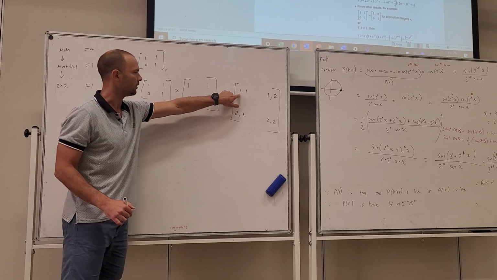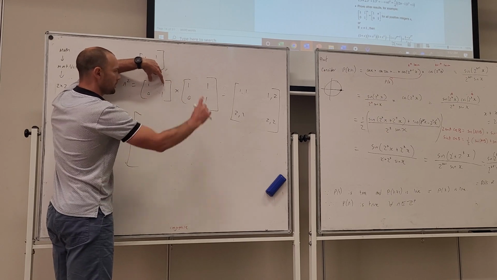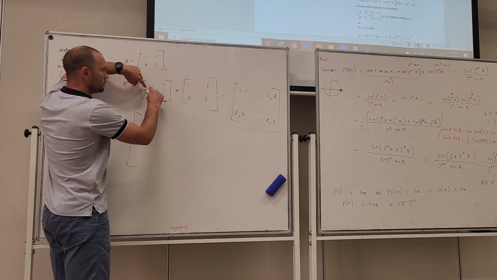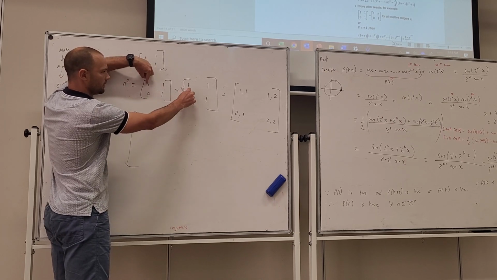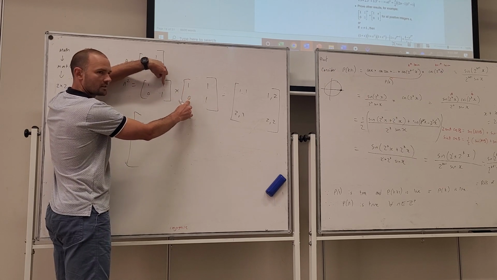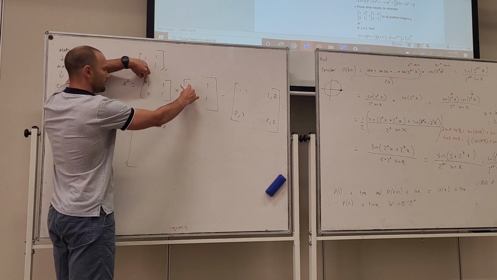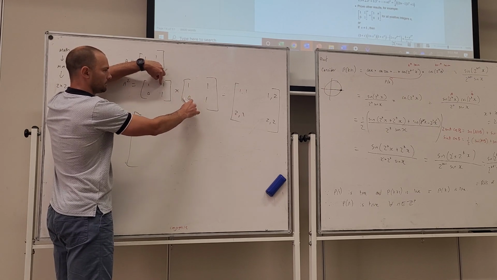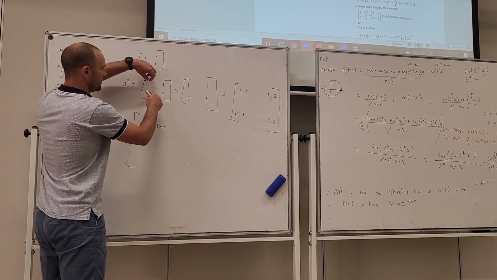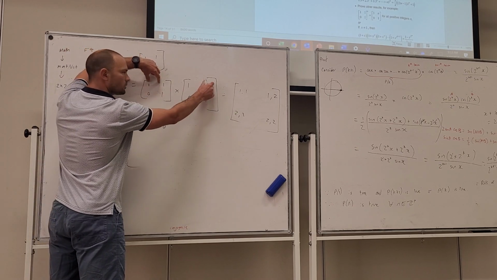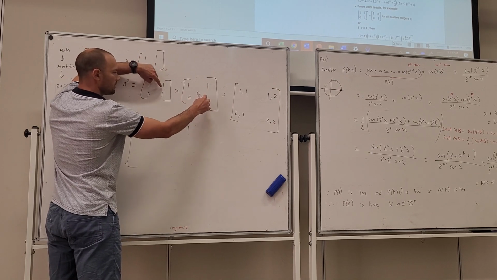In the first cell, we have the first row times the first column. So I'm going to do 1 times 1 plus 1 times 0. First row, first column, isn't it? The next one is the first row times the second column. So it's taking that first row and we're multiplying it by the second column. So we're going to have 1 times 1 plus 1 times 1.